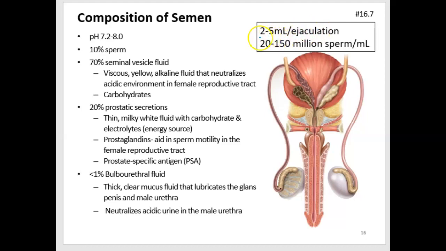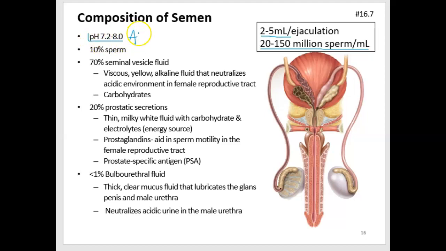So the amount of semen that's usually ejaculated is somewhere between 2 and 5 milliliters, but that small amount can contain millions, 150 million sperm per milliliter, so hundreds of millions of sperm. The pH of the semen, or the fluid that's surrounding this sperm, is basic or alkaline.